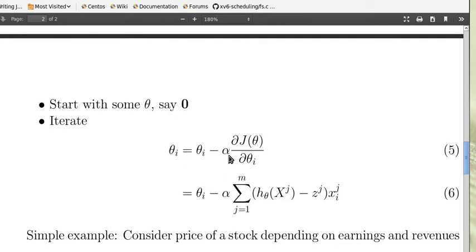So if we do the math, carry out the differentiation, then we obtain this formula: theta i minus alpha times the sum over j equals 1 to m of h theta of xj minus zj, times xij. We sum over j only for a particular i.